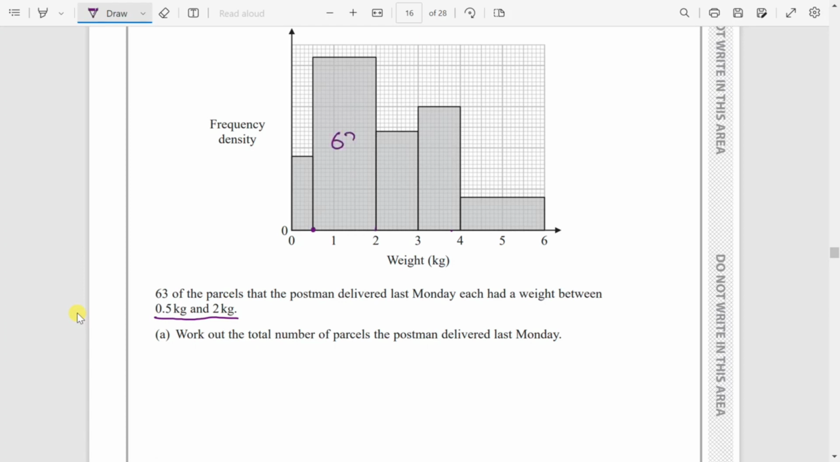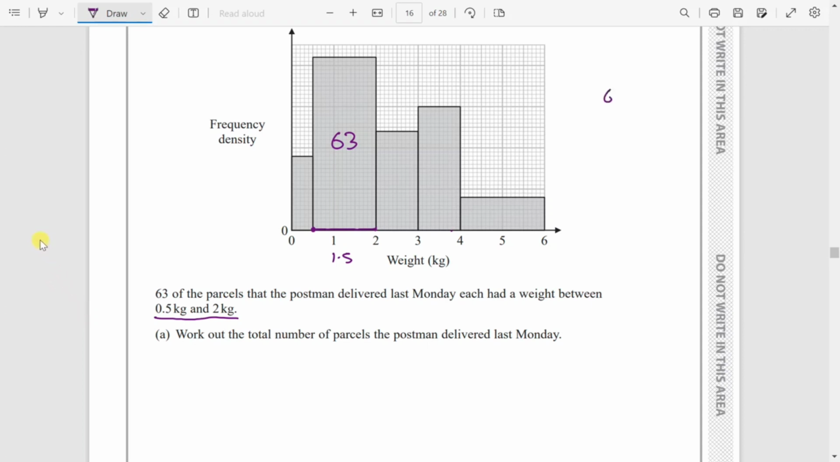So just label it 63. This entire bar equals 63. Now, when you have this information, this tells you the area of the bar, 63. So this is a rectangle. We know that the width here is between 0.5 and 2. That width is 1.5. That means 1.5 times the height must give you 63.